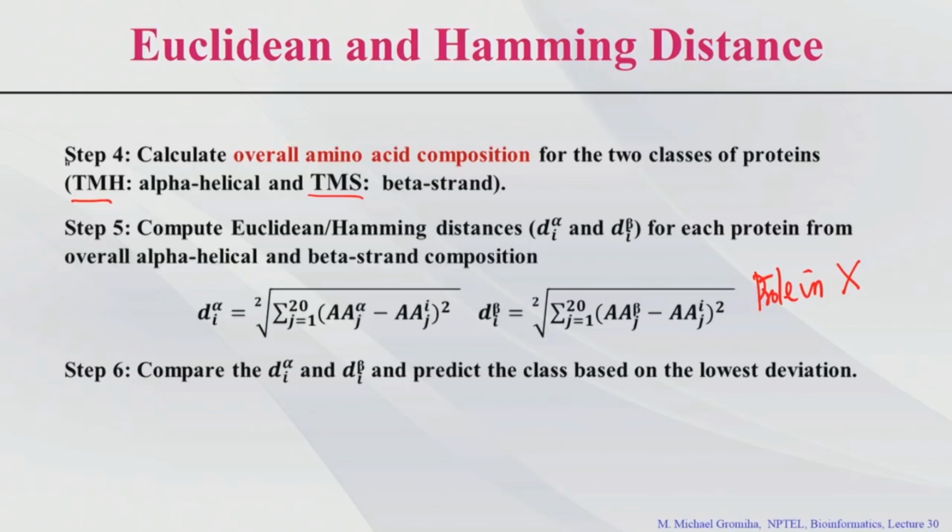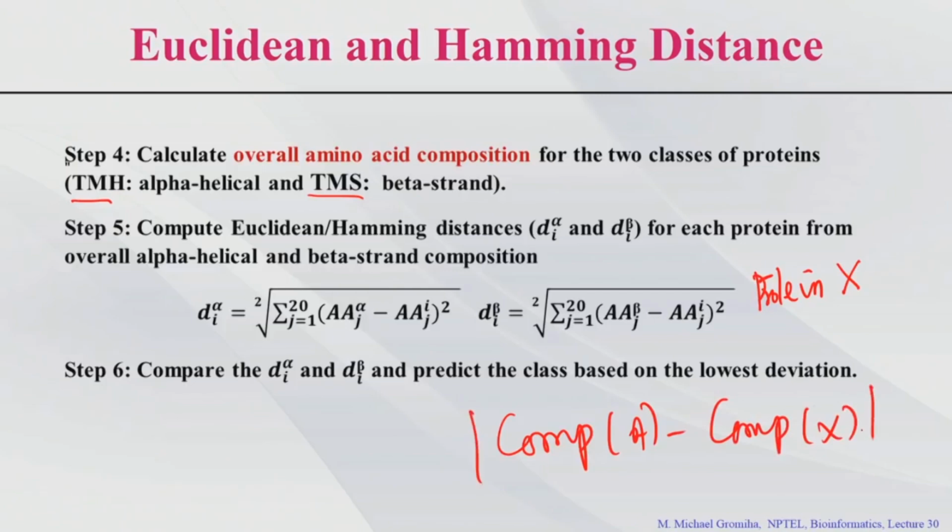So, what is the Hamming distance? How do you calculate it? It is the difference: composition of A minus composition of X. You take the sum over i equal to 1 to 20. For the set of proteins you take the composition of the whole set A, and for any protein X, i equal to 1 to 20. You do it over the 20 residues, take the absolute values of the differences, and sum them.